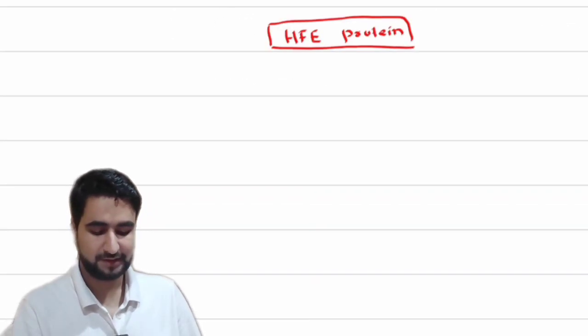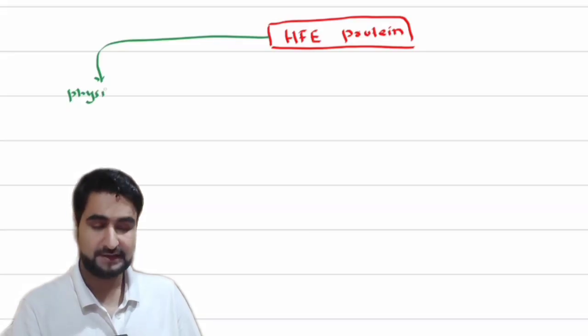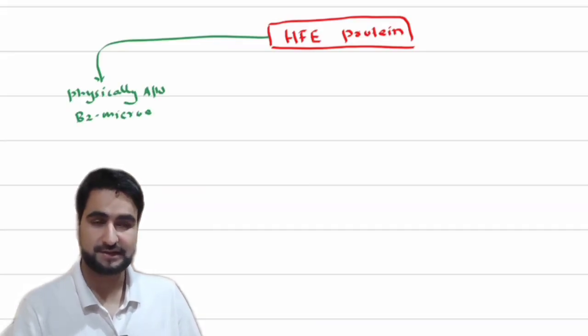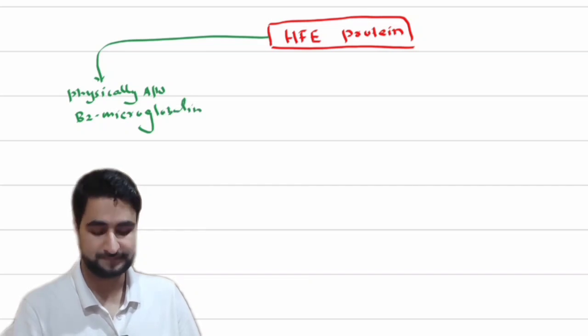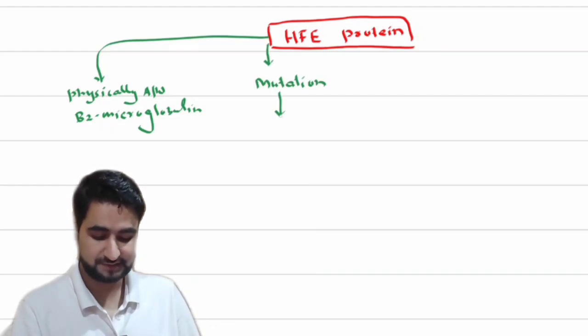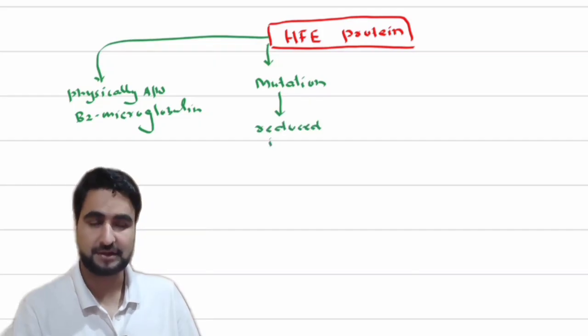Now, as I have already told you, we will be discussing HFE related protein later. What is HFE protein? This HFE protein is physically associated with beta 2 microglobulin, and the bond between them is a disulfide bond. When there is a mutation in this protein, it leads to reduced interaction of HFE protein with beta 2 microglobulin.